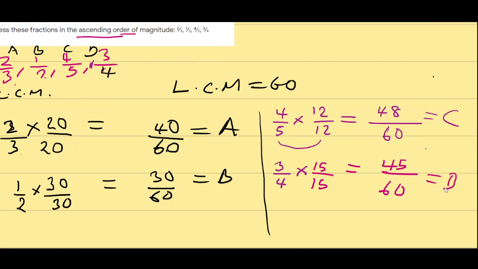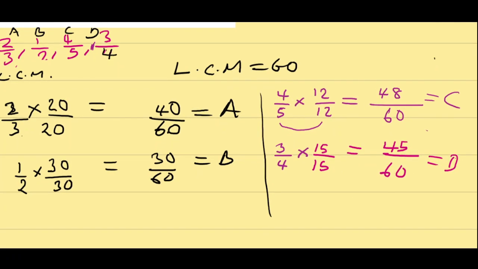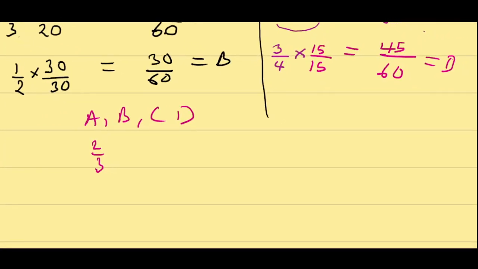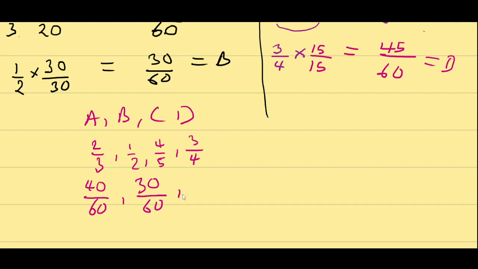So this is D. So the A, B, C, and D, which is 2 over 3, 1 over 2, 4 over 5, and then 3 over 4. They all give us 40 over 60, 30 over 60, and 48 over 60, and then 45 over 60. Now, these fractions are the same thing.